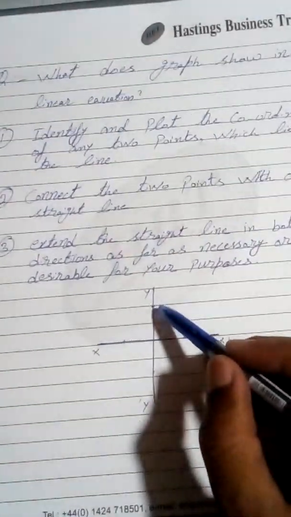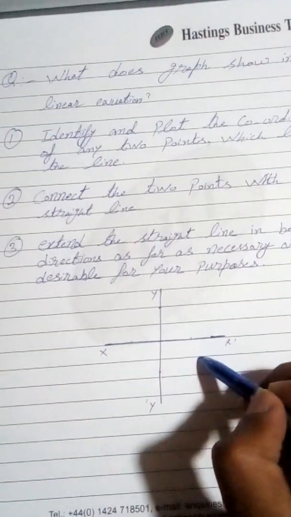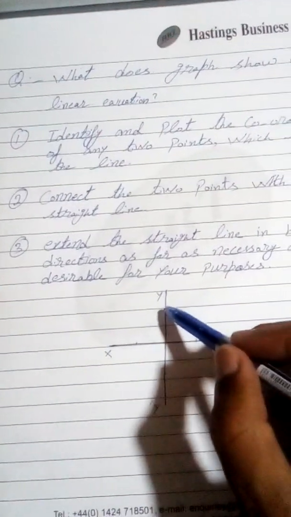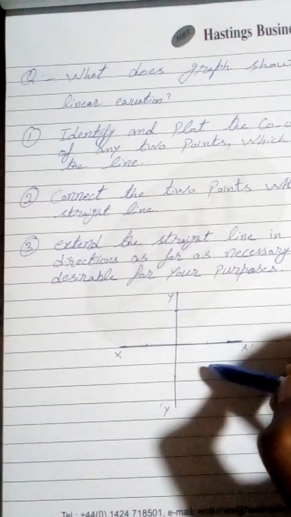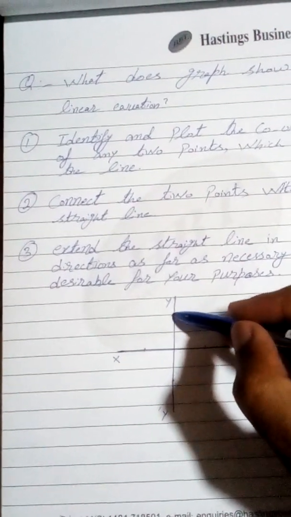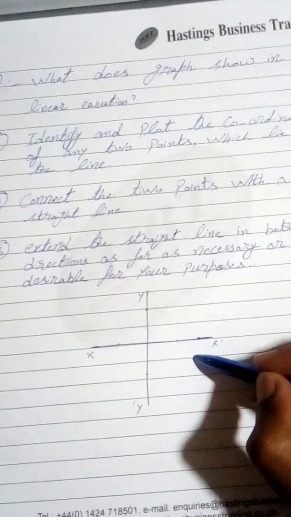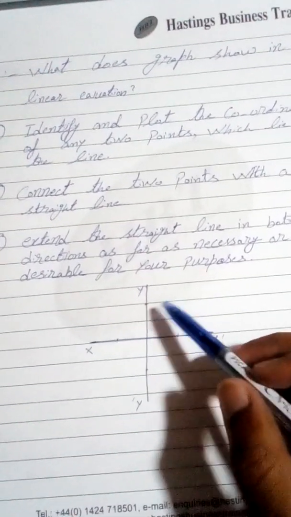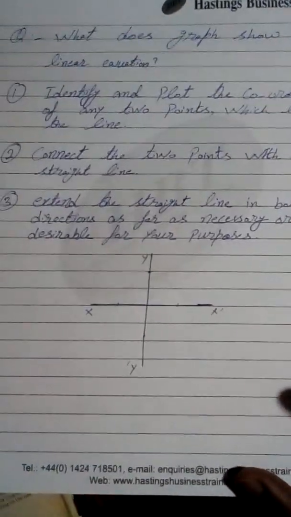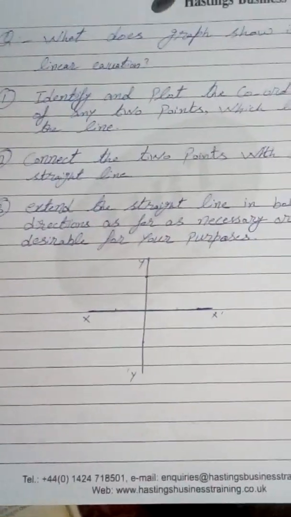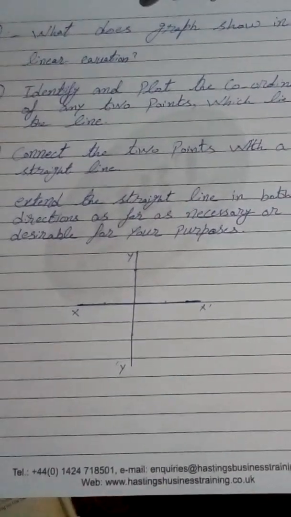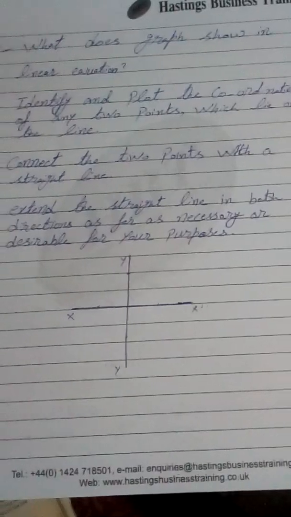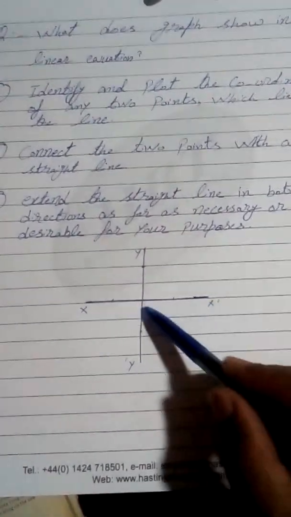So the second is to connect the 2 points with a straight line. Definitely, when you plot the graph and the values of the two variables, anywhere stated in the question, and after that we want to make these 2 points with a scale, make a straight line. Whatever the question statement is, I will discuss in the example. The next is to extend the straight line in both directions, as far as necessary or desirable for your purposes. It is also important that you can extend the lines.